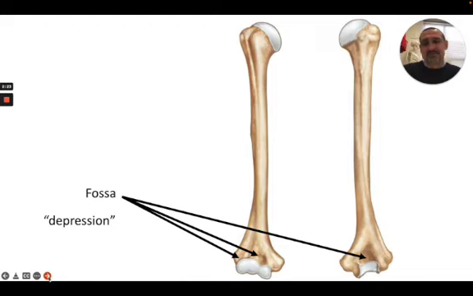On the other side, there are some depressions where the olecranon process is going to fit in, and where there's going to be some ligament attachment. But fossa just means depression.